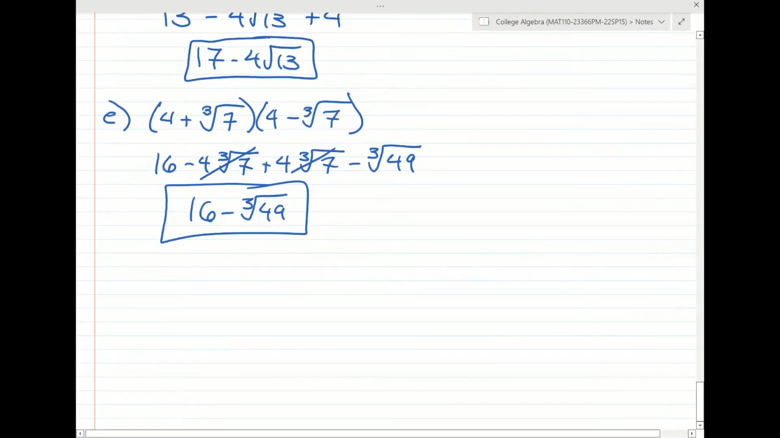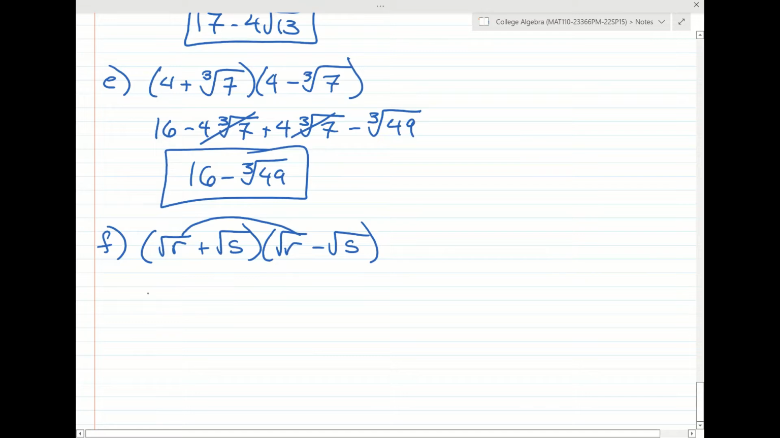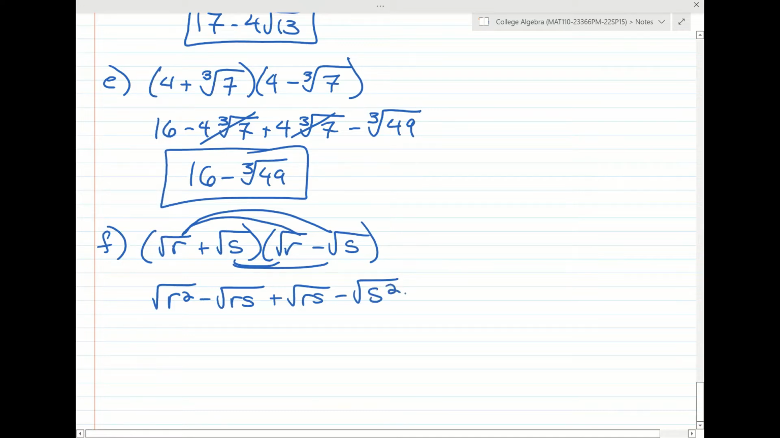One more of these before we get to dividing. If we had the square root of r plus the square root of s times the square root of r minus the square root of s. After a while, you start seeing the same thing over and over again, right? It's the same process with different numbers or different letters. So r times r is r squared. R times s is rs. So we have minus square root of rs plus square root of rs minus the square root of s squared.